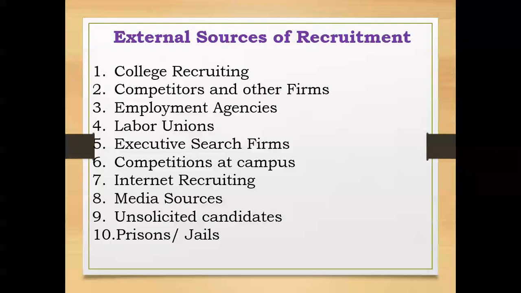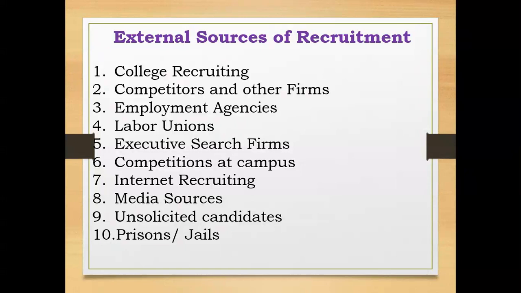College recruiting, competitors, employment agencies, labor unions, executive search firms, competitions at campus, internal recruiting, media sources, unsolicited candidates, and prisons and jails. So I'm going to do a simple analysis on these points one by one. College recruiting at college or university level. The recruitment of graduate students is a large scale operation for many organizations. Most colleges and universities maintain placement offices in which employees and applicants can meet. So this is the major determining factor for the employer's selection of colleges.